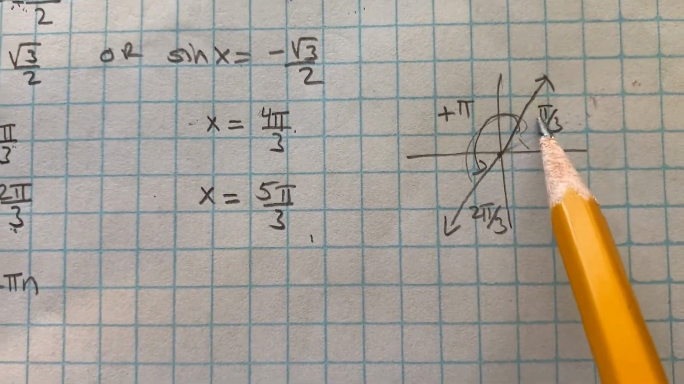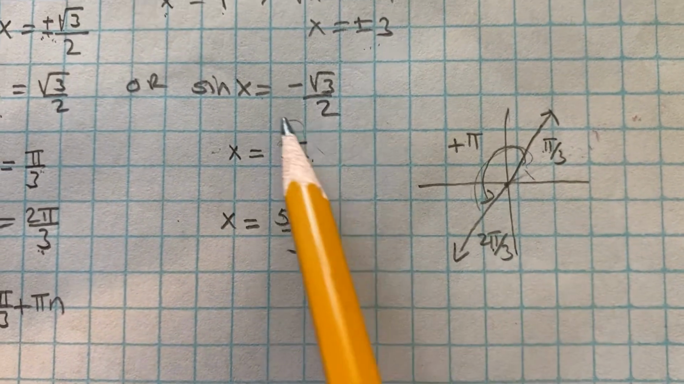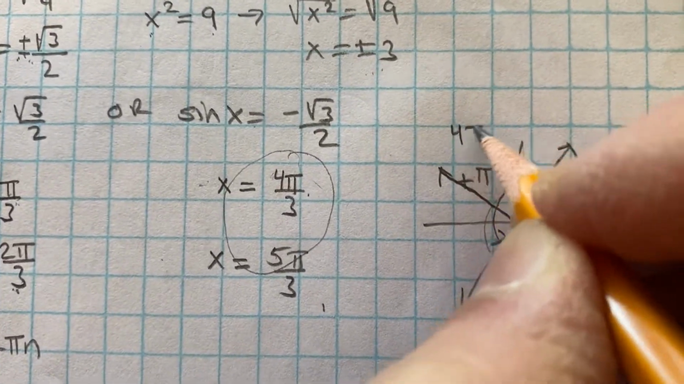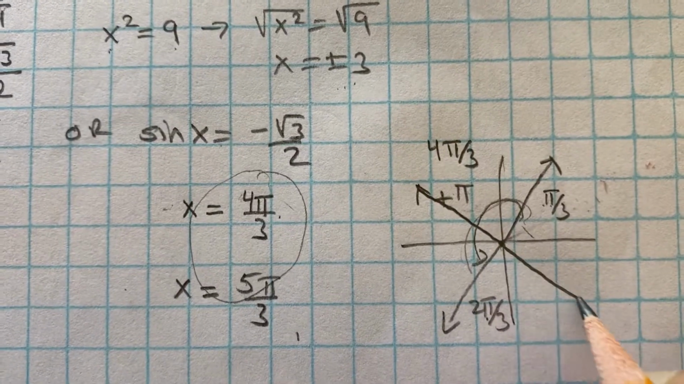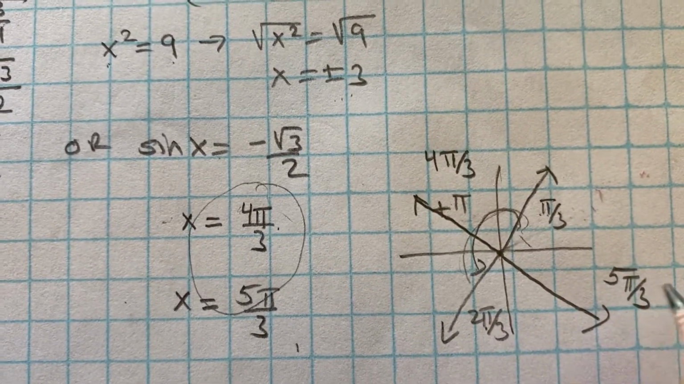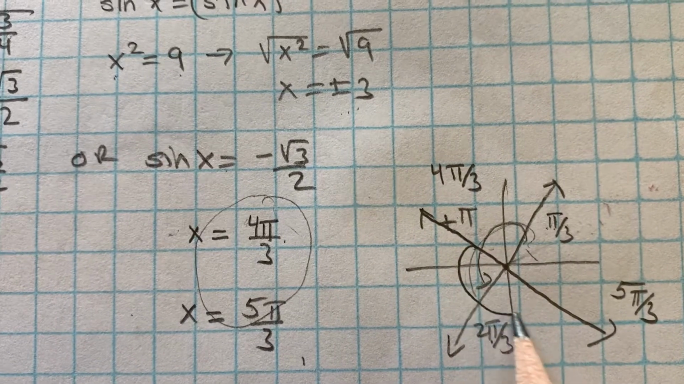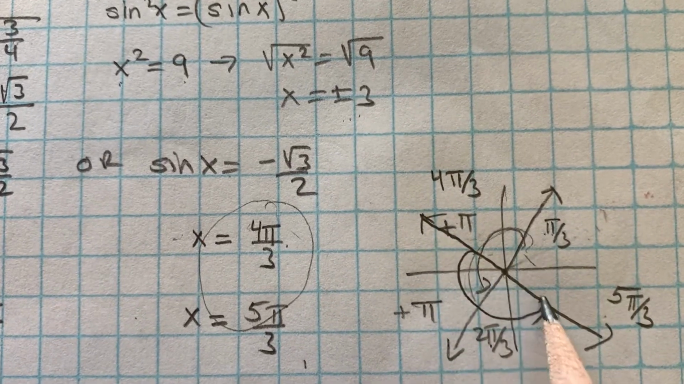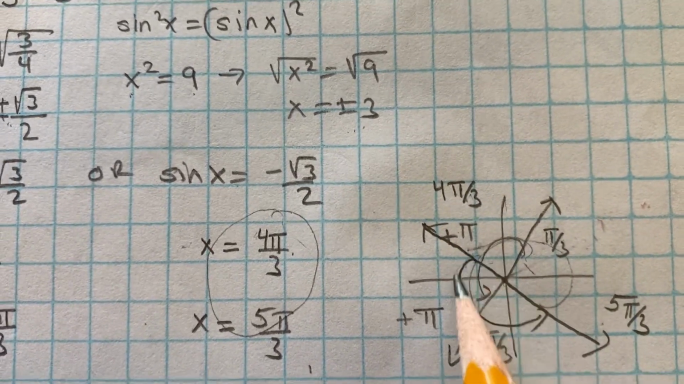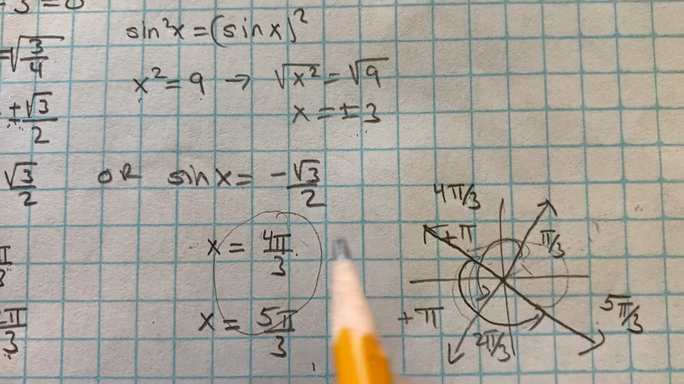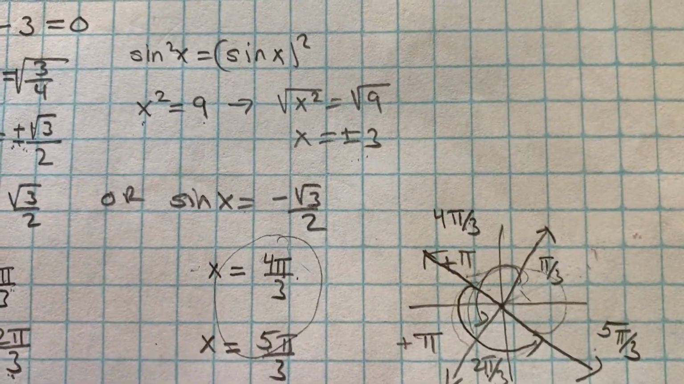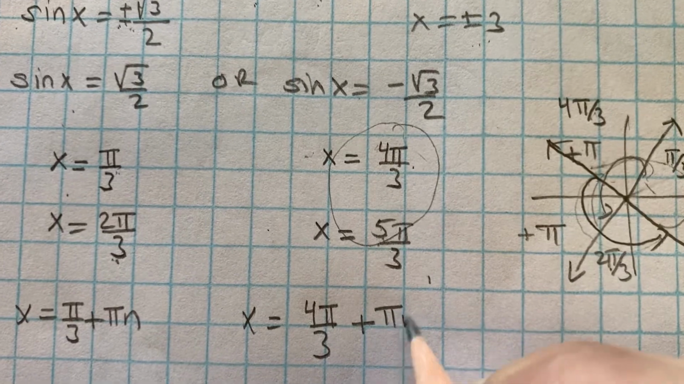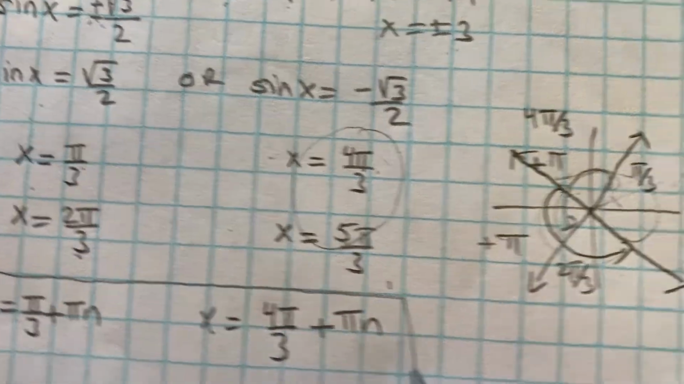So you don't have to write pi over 3 plus 2 pi n, 2 pi over 3 plus 2 pi n. Likewise, for these two guys, 4 pi over 3 is right here. And 5 pi over 3 is right here. If I go around the circle a full pi, I'm going to end up over here. And if I keep going around the circle another pi, it would end up over here. Keep going around the circle by a full pi, end up over here. What you can do is condense these solutions. You could say x is equal to 4 pi over 3 plus pi n.